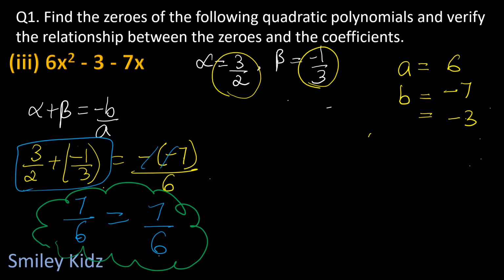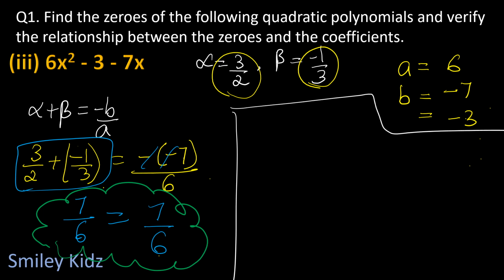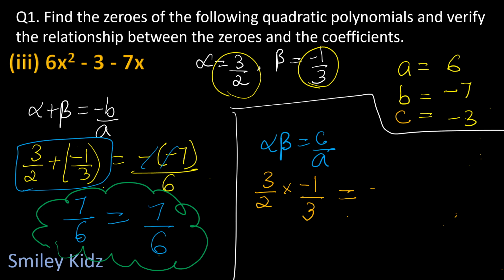Now we're going to see the product of the zeros. We know that the product of the zeros will be what? Alpha beta is equal to C by A. And we know that alpha is 3 by 2 and beta is minus 1 by 3, which is going to be equal to, what is value of C? Minus 3, isn't it? So minus 3 upon 6.